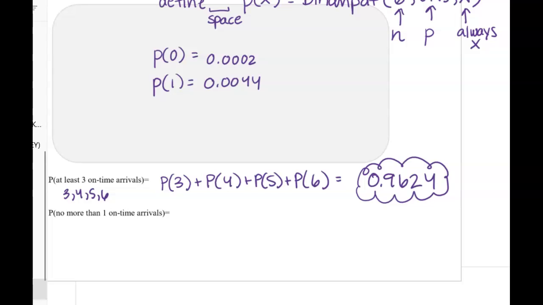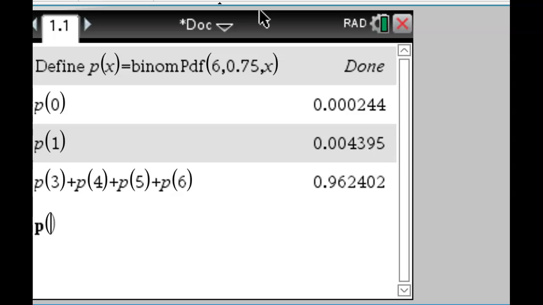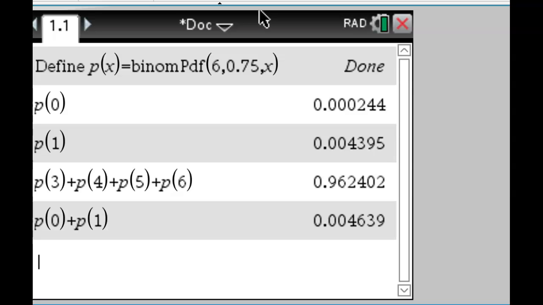Now, probability of no more than 1. So that means like up to 1. So this is going to be the probability of 0 on-time arrivals plus the probability of 1 on-time arrival. Calculator again, it's still stored. So P of 0 plus P of 1. This equals 0.0046.